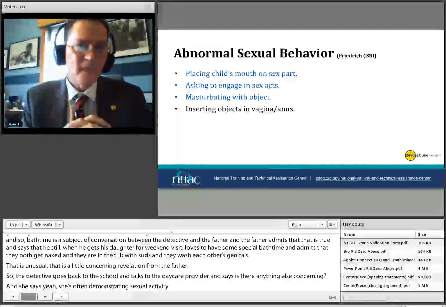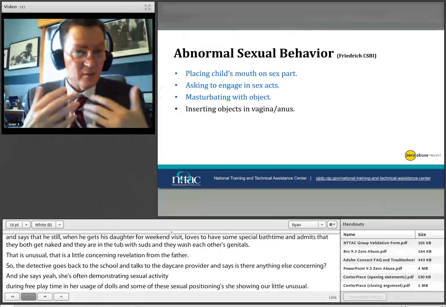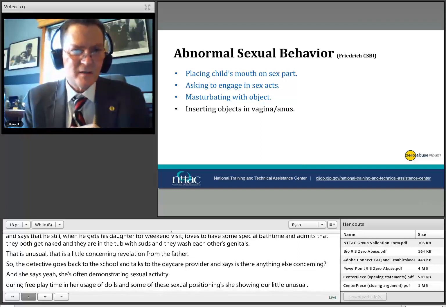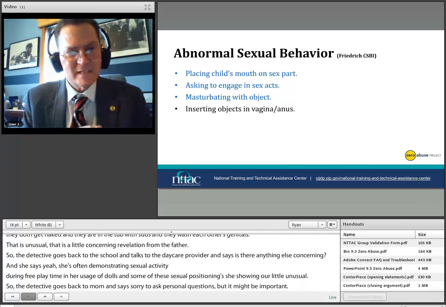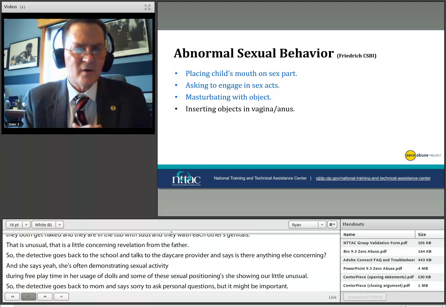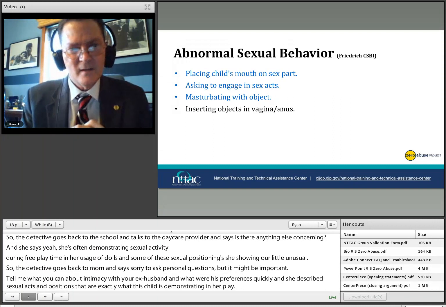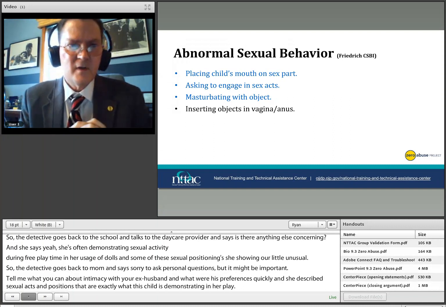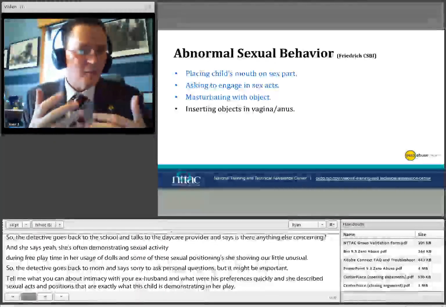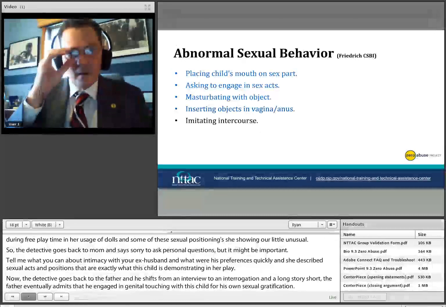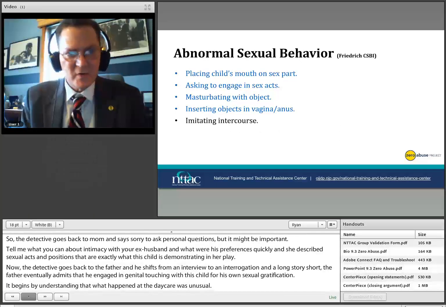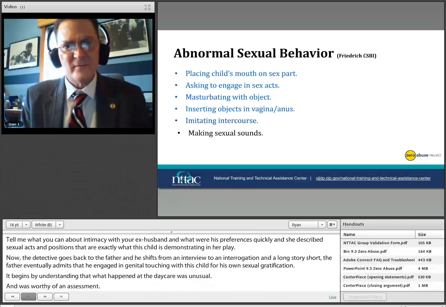So the detective goes back to the school and talks to the daycare provider and says, is there anything else concerning? And she says, yeah, she's often demonstrating sexual activity during free playtime in her usage of dolls. And some of these sexual positionings she's showing are a little unusual. So the detective goes back to mom and says, sorry to ask personal questions, but it might be important. Tell me what you can about intimacy with your ex-husband and what were his preferences. And she describes sexual acts and positions that are exactly what this child is demonstrating in her play. Now, the detective goes back to the father, and he shifts from an interview to an interrogation. And a long story short, the father eventually admits that he engaged in genital touching with this child for his own sexual gratification.